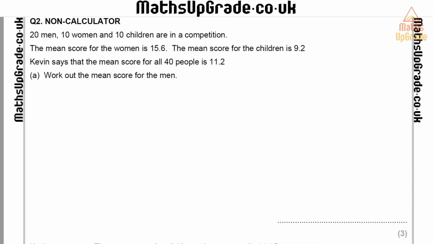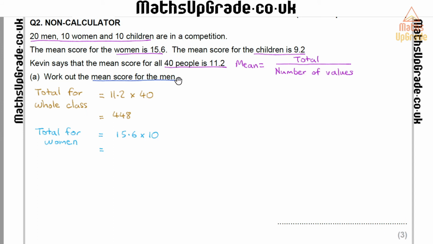So again, with these questions, I'm just going to underline the key information. I'm just going to note the mean is the total divided by the number of values. So given that, we can find the total for the class, because we can just do the mean for the class times the total number of people in the class. So we can do 11.2, which is the mean for all 40 people, times the total number of people, which is 40. So to do this, you can just do 11.2 times 4 times 10, which gives us 448.